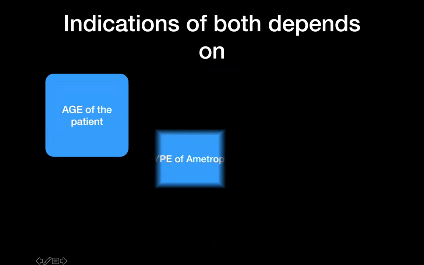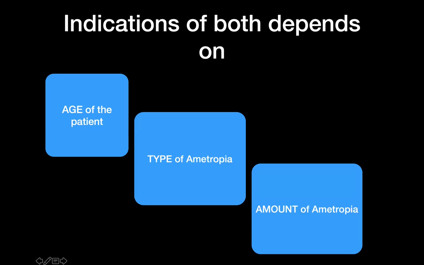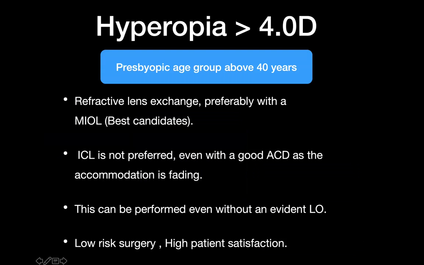Indications of both depend on the age of the patient, the type of ametropia, and the amount of ametropia, and it is a combination of all these three that defines your decision whether to implant an intraocular implantable contact lens, ICL, or to replace the crystalline lens of the eye by doing a phaco procedure and implanting an IOL. So let's take different scenarios.